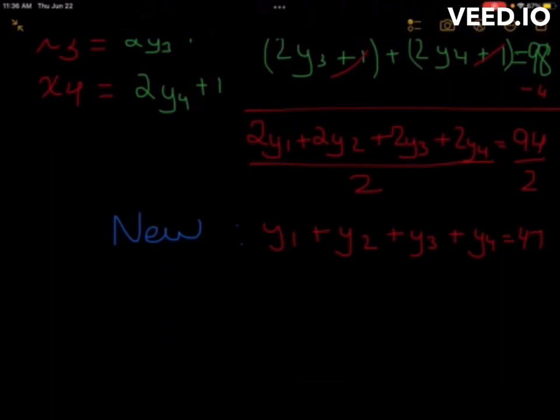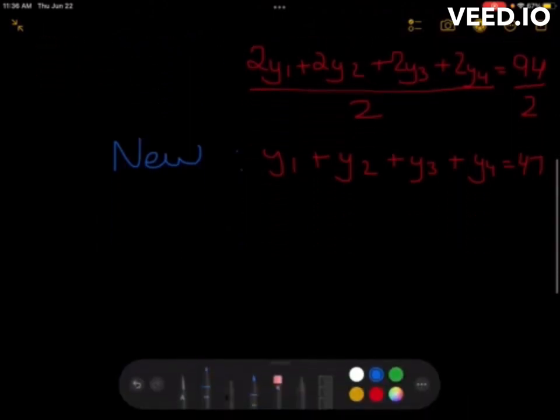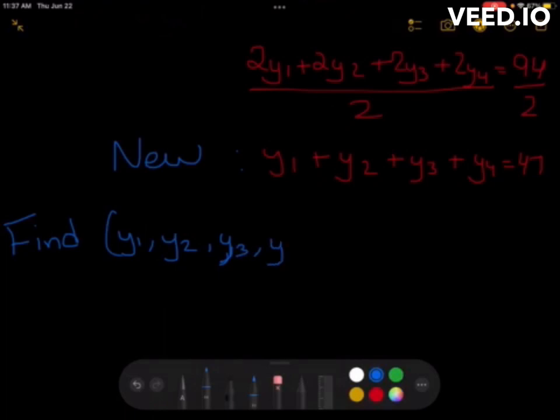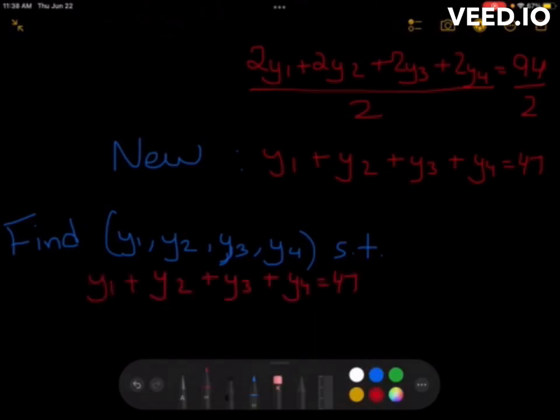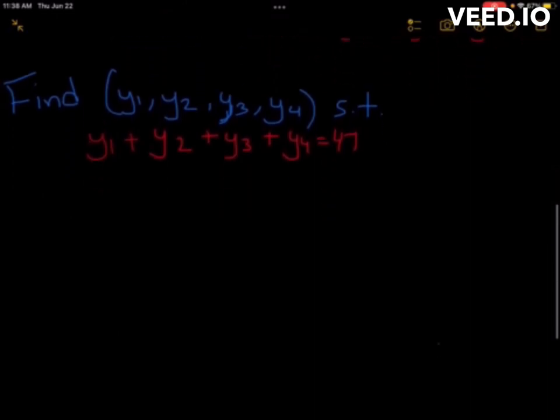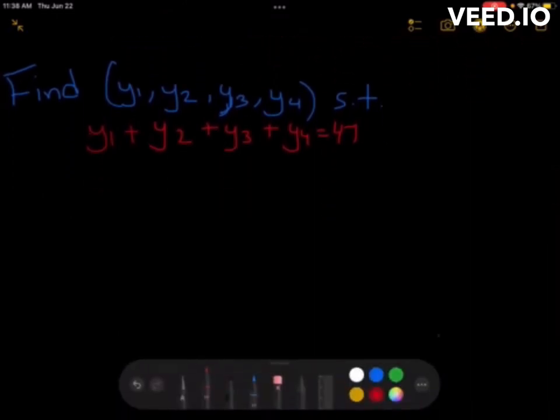So we have to find, right? Now we have to find the number of ordered quadruples y1, y2, y3, and y4 such that y1 plus y2 plus y3 plus y4 is equal to 47. So that's a new problem. And we can just use the stars and bars formula to find out the answer to this problem.